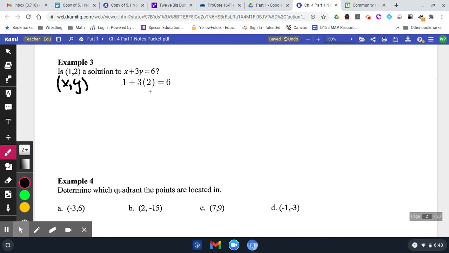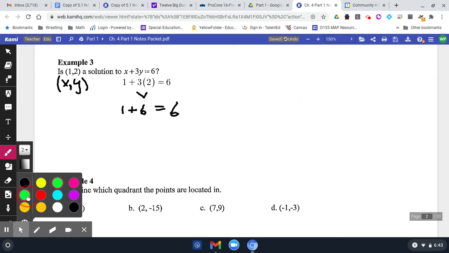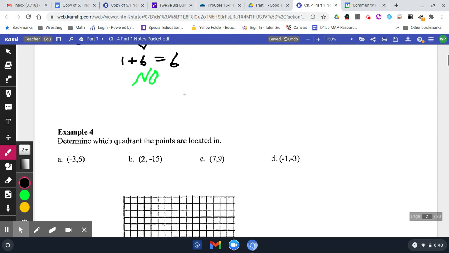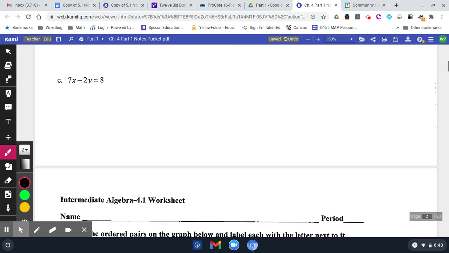All right. So we have 3 times 2, which is 6. We got 1 plus 6. 1 plus 6 does not equal 6. That equals 7, right? So this is not a solution. No. All right, that's example 3. We got 2 more examples left.